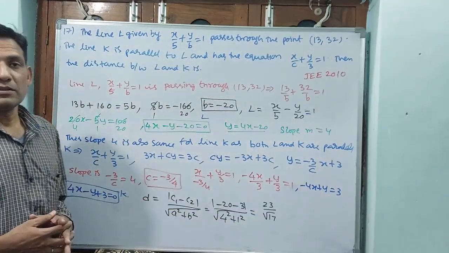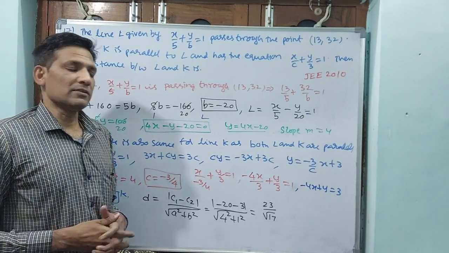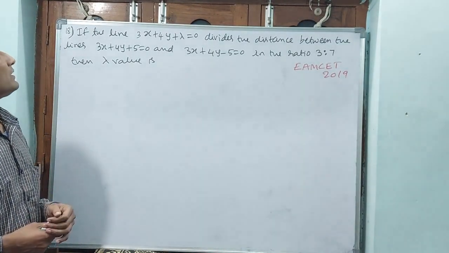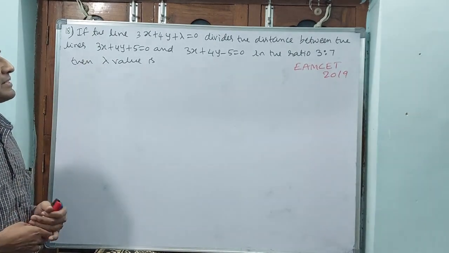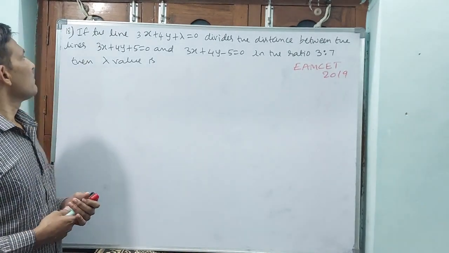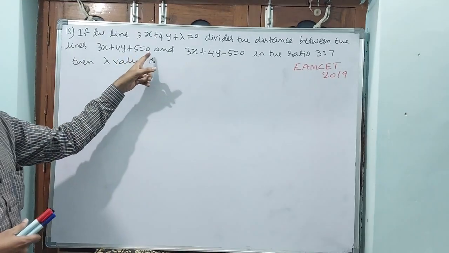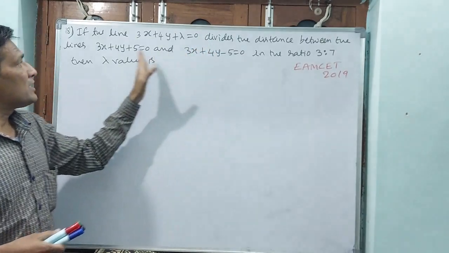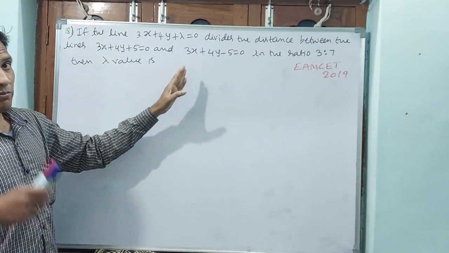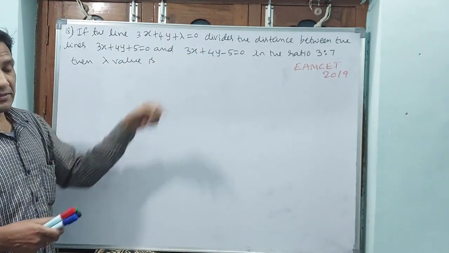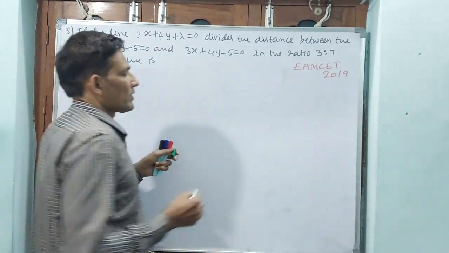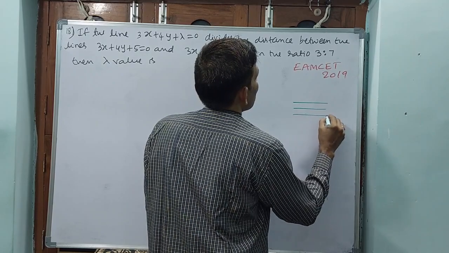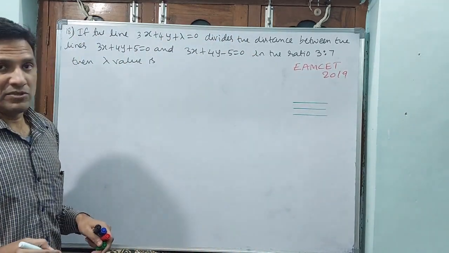Understand this question? Shall we go for the 18th question? Okay, let us go. See, question number 18. This is an Eamcet 2019 question. If the line 3x plus 4y plus lambda equal to 0 divides the distance between the lines 3x plus 4y plus 5 equal to 0 and 3x plus 4y minus 5 equal to 0. You see, this lambda is between these two. But if you observe carefully, three are parallel lines. Three lines are here like that, parallel, but the distance may not be the same.